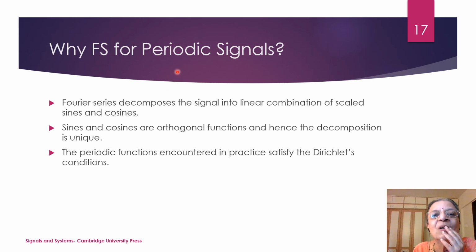Why Fourier series for periodic signals? Fourier series decomposes the signal into a linear combination of scaled sines and cosines. Sines and cosines are orthogonal functions and hence the decomposition is unique. I have told you that in order for the decomposition to be unique, the corresponding basis functions must be orthogonal. That is why we have proved the orthogonality for sine-sine, cos-cos and sine-cos functions, right? The periodic functions encountered in practice all satisfy the Dirichlet conditions. That is why we are using periodic signals for representation by the Fourier series.